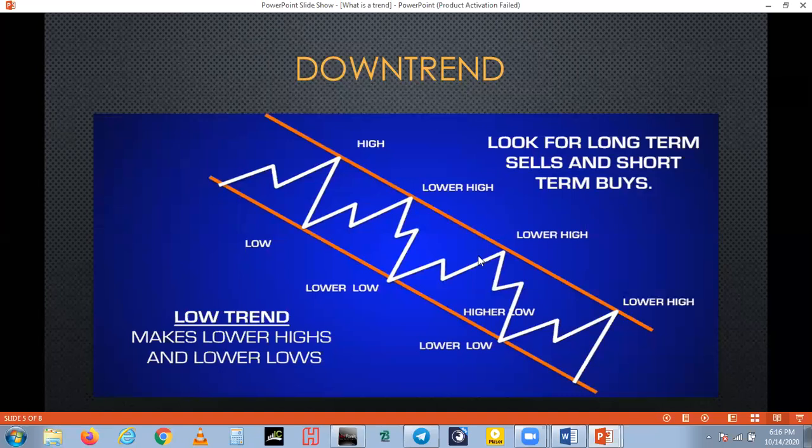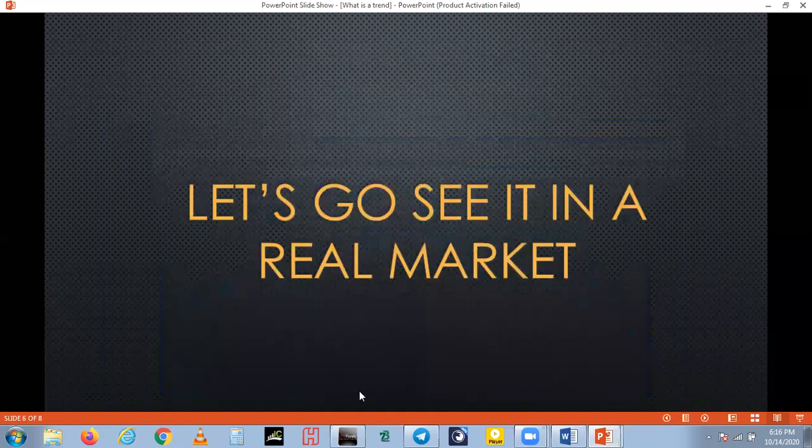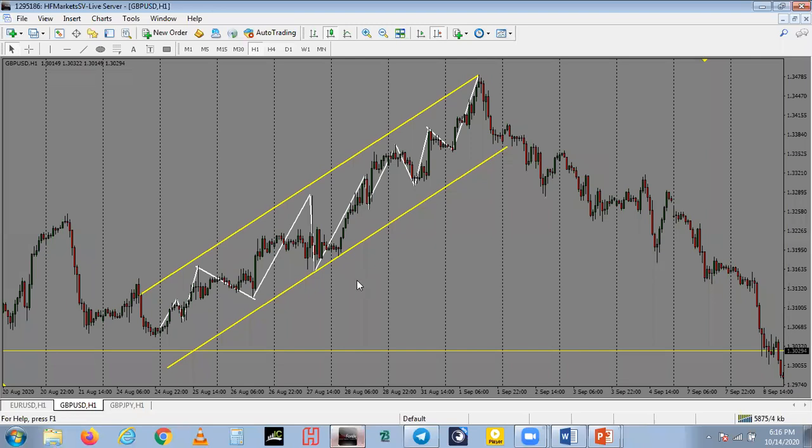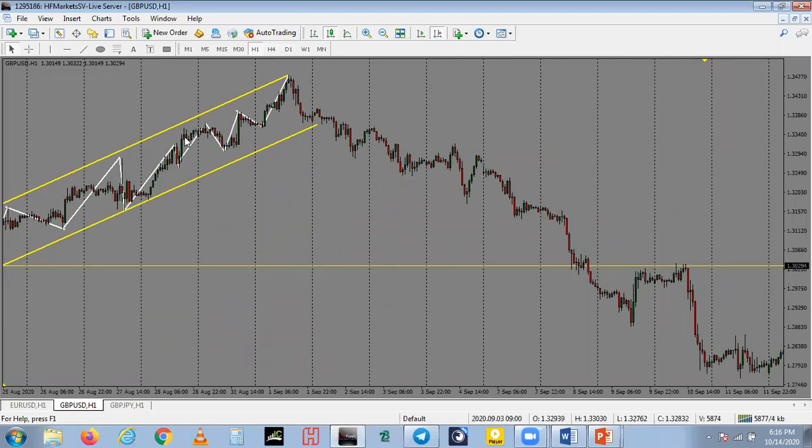So let's go and see how it is on the charts in the real markets. Okay, we have this. This is a change in market structure.